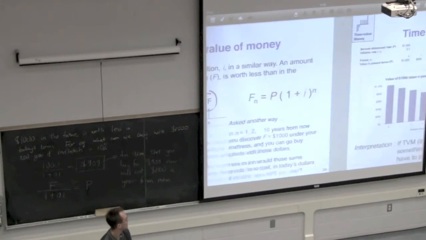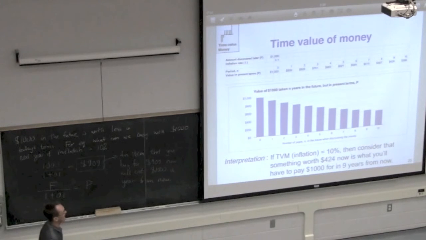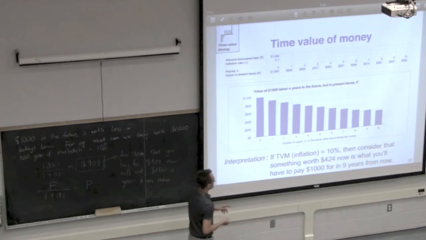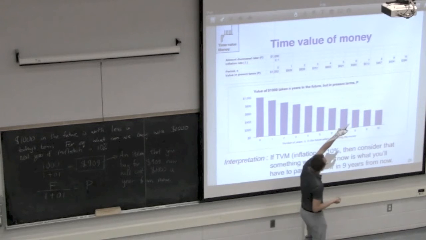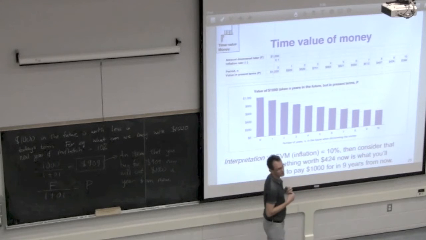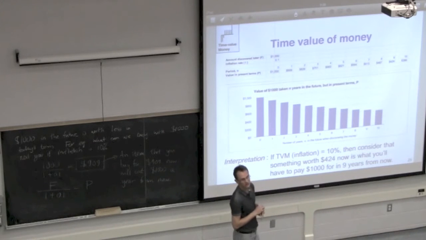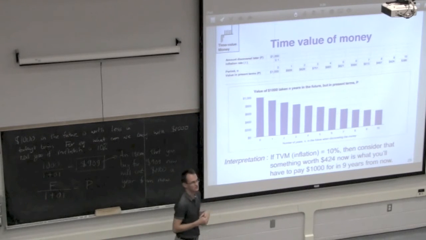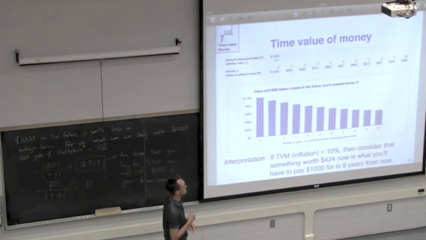Through that formula over there, we can look at different periods of time. Let's say in 10 years time, I find that $1,000 and go buy certain goods. If I had to buy those goods in today's terms, they would cost me only $386. So it's a lot cheaper to buy it today than buying it 10 years from now.